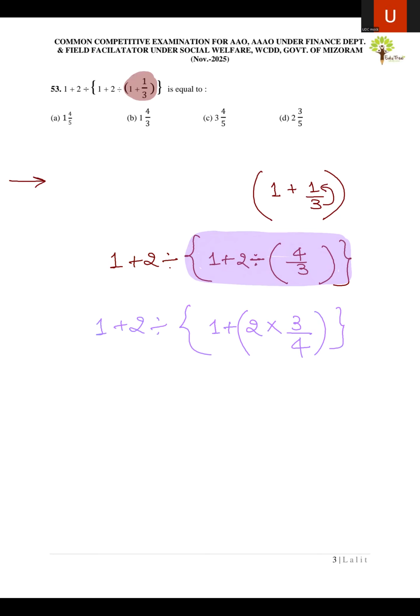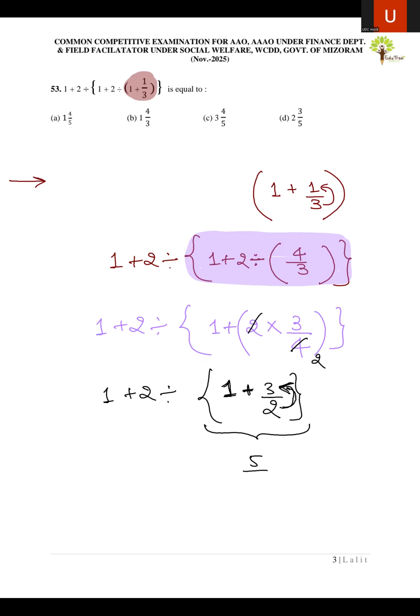Now again, this is 2. So this is 1 plus 3 by 2. All right, 1 plus 2 divided. Now remember this, whenever 1 is added in any fraction, you just add those values. Just add numerator and denominator. So this will be 5. So we can write this complete as 5 by 2, divide by 2. 1 plus.